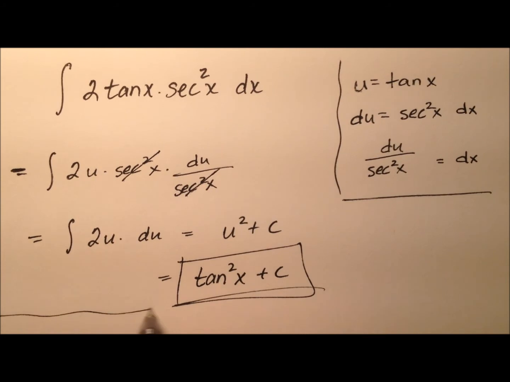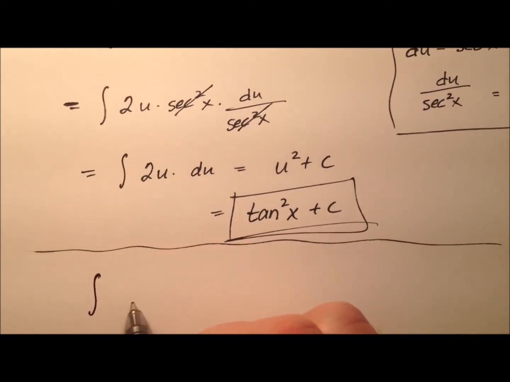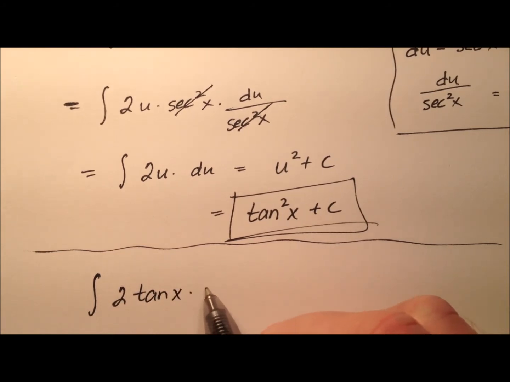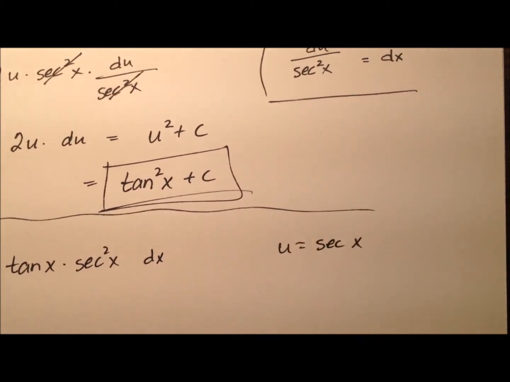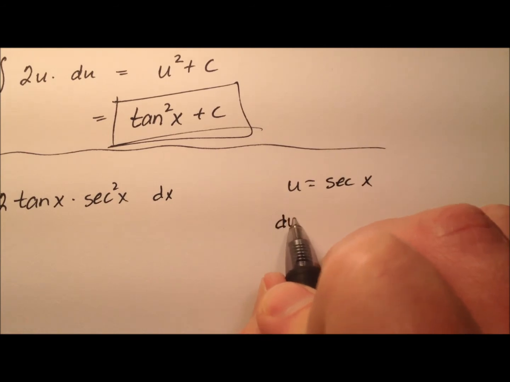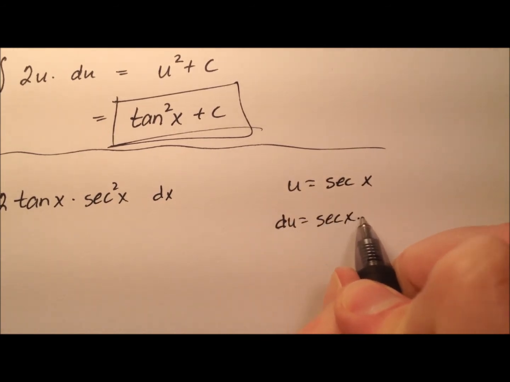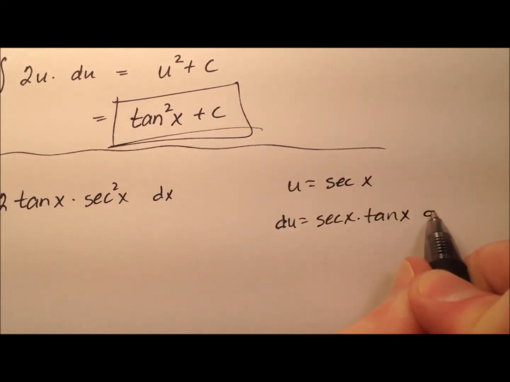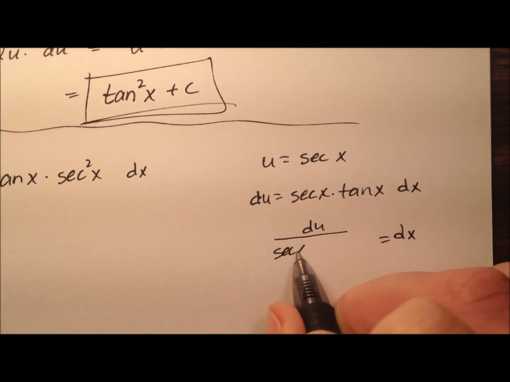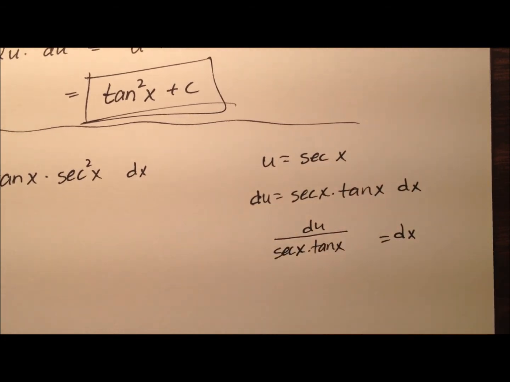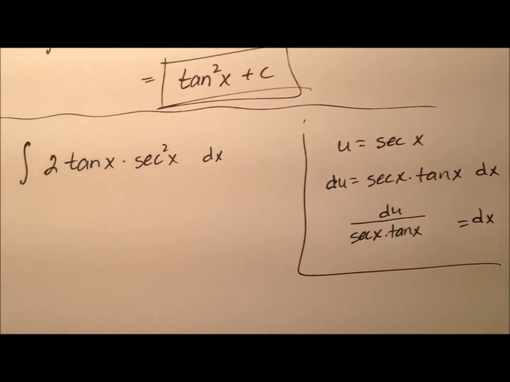Let's look at the same exact integral though, so let me copy it down. But instead of using the tangent as my u, let's use secant as my u. Okay, so then du will equal secant x tangent x dx. And then dx will be my du over secant x tangent x. Okay, so let's work this problem.